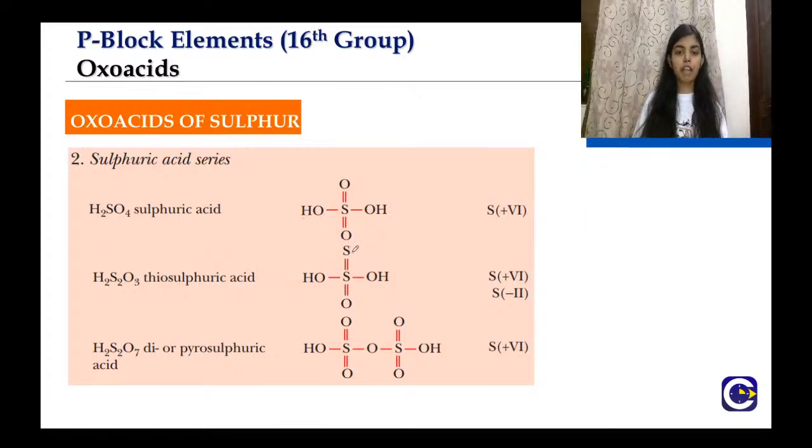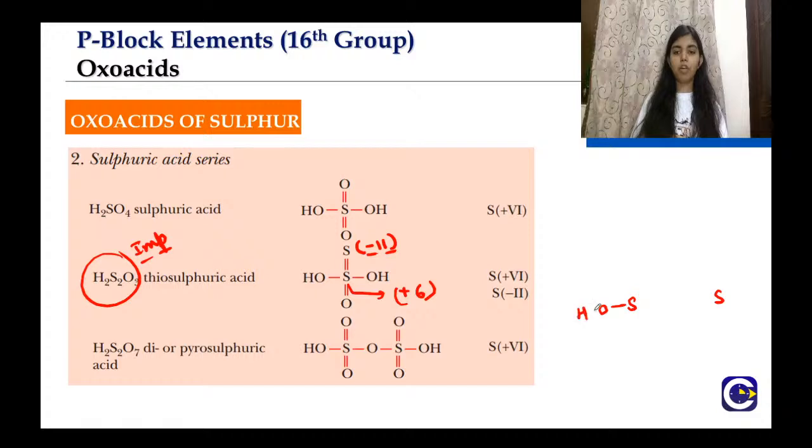Here if you take this sulfur, it is having minus 2 oxidation state. This you have to remember, this one is important. Here if you see, sulfur is having minus 2 oxidation state, and here if you see, sulfur is having plus 6 oxidation state. Now H2S2O7, now consider here sulfur, sulfur, OH, OH, because 2 hydrogens are there. Then you place double bond O, double bond O.